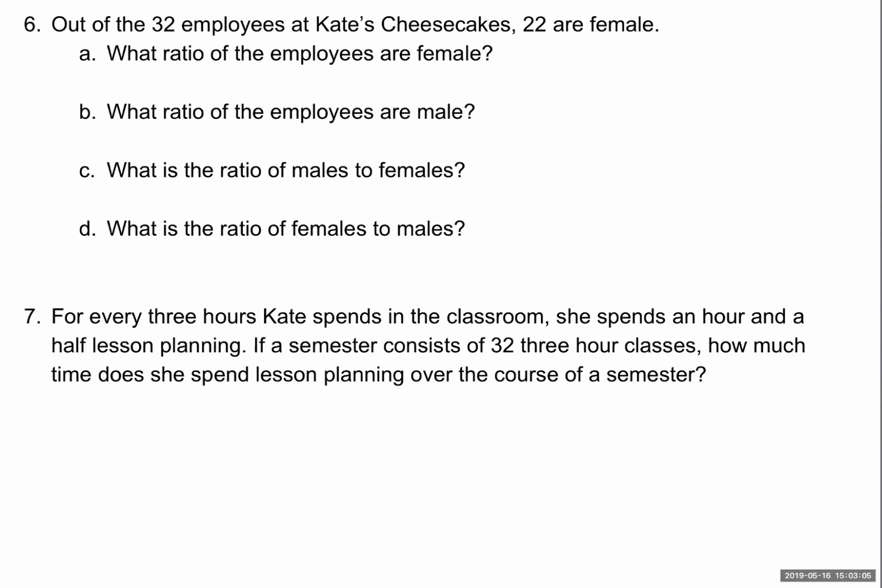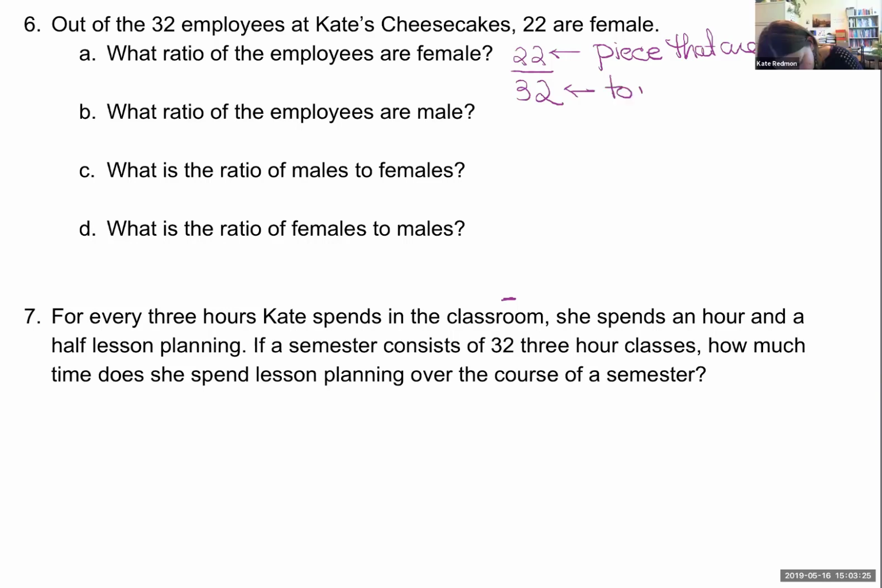22 and 32. Yeah, absolutely. You're right. It is 22 out of 32. How'd you know that? What about 22 made you want to put it on top? Well, reading the problem, it says out of 32 employees. So there's a total of 32, and then 22 of them are female. So 22 female, and then the total 32. Wonderful. And like we saw in percentage problems, when you say what ratio of the employees, that word of is usually the total that we're talking about. So yes, what ratio of the employees are female? 22 out of 32 employees are female. 22 females out of 32 total employees.